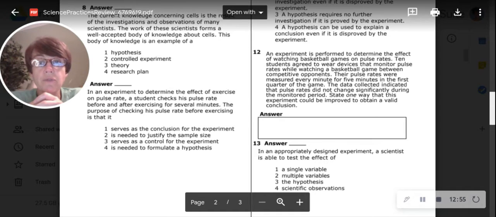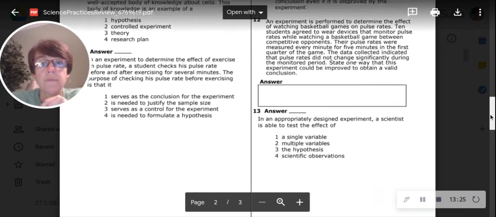Another issue, if you wanted to identify it, would be that there's only 10 students in our experimental group. And so we would want to up the number of test subjects to make our conclusion more valid. So those are 2 possible improvements that we could make to this experiment to make it more valid. So add a control group or increase the number of test subjects.